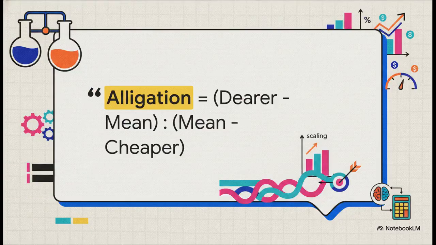So if you take away just one thing, the absolutely crucial point here is this single overarching formula, the golden rule. Alligation equals dear minus mean to mean minus cheaper. It governs pricing, it governs concentrations, and it scales effortlessly across all your operational needs. It works for percentages, speeds, interest rates, virtually any scenario where you're blending 2 values into a target mean.